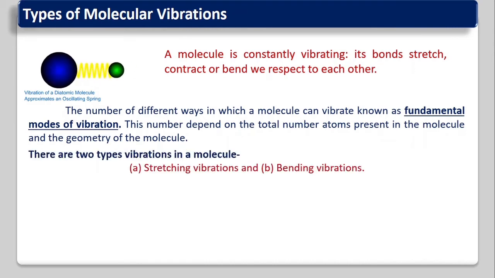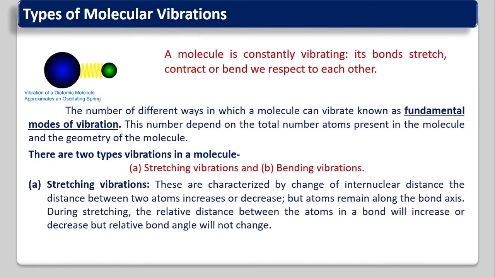There are mainly two types of vibrations in the molecule. First one is stretching vibrations and second one is bending vibrations. We will learn one by one. First one is the stretching vibrations. These are characterized by the change of the internuclear distance between two atoms, which increases or decreases, but the atoms remain along the bond axis. During the stretching, the relative distance between the atoms in the bond will increase or decrease, but the relative bond angle will not change.